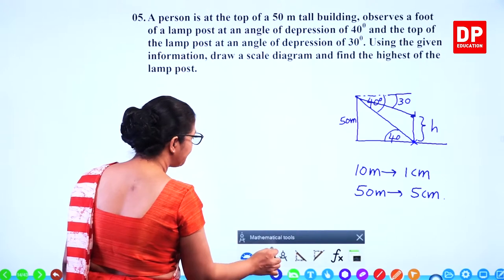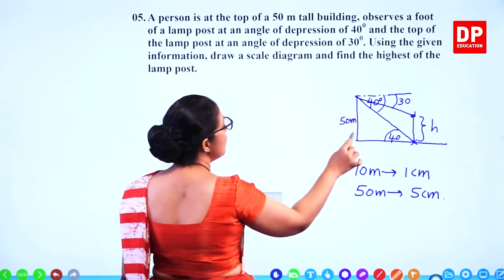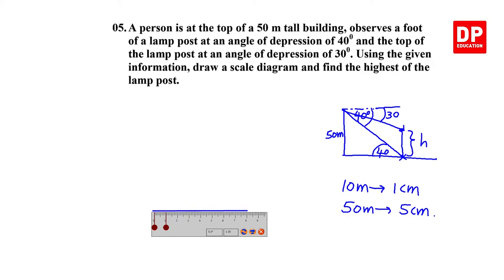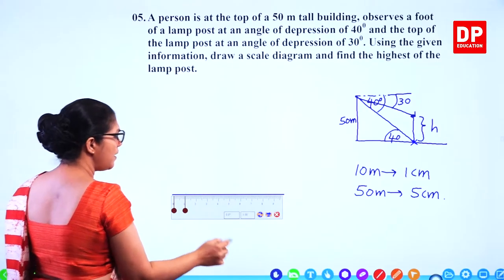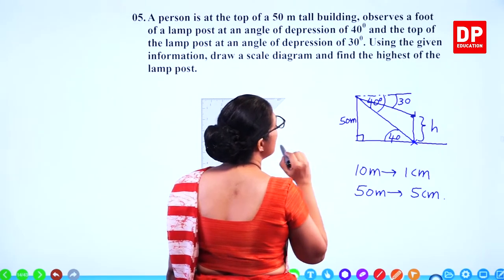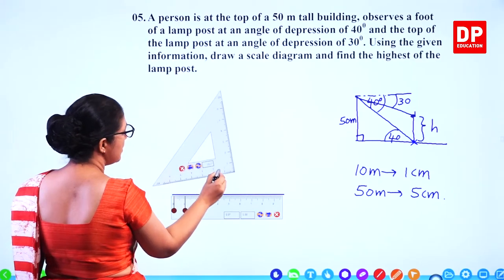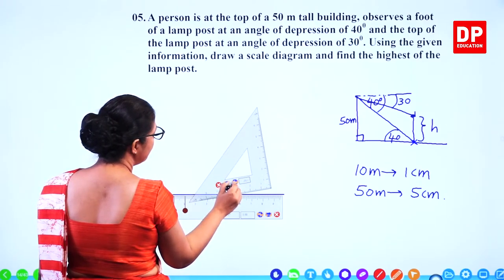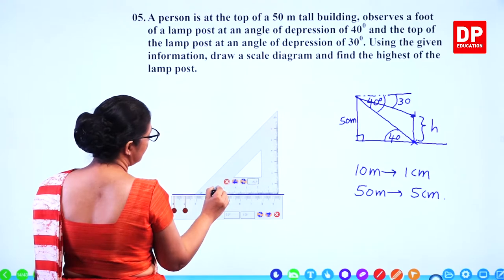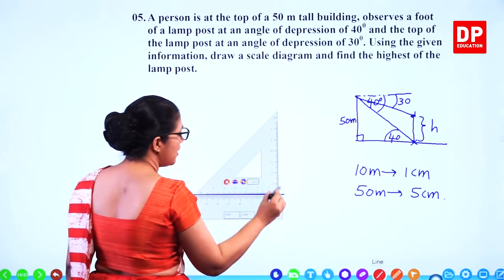So first take the ruler, and you have to draw a line here, a vertical line. For that, first we'll draw the horizontal line. Then you can use the set square because we need a 90 degree angle. So this is 90. We'll take the set square and keep it on top of the ruler and draw the lamp post here. We don't know the height.